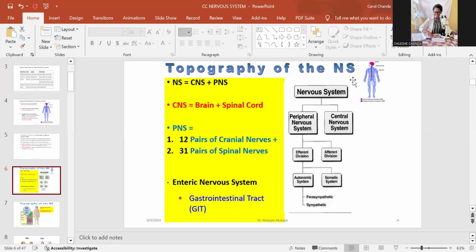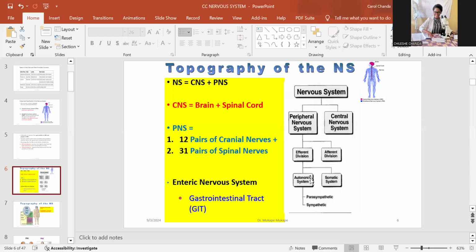When you look at this, we are talking about having a whole nervous system, which is divided first of all into peripheral nervous system and central nervous system. Then the peripheral nervous system is further divided into efferent division and afferent division, like we have already discussed. Now, the efferent division is that division that takes away impulses from the central nervous system to the effector organs. It is further divided into an autonomic division and a somatic division.